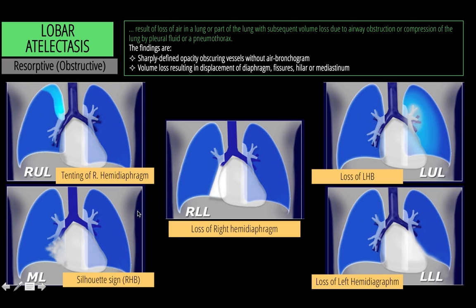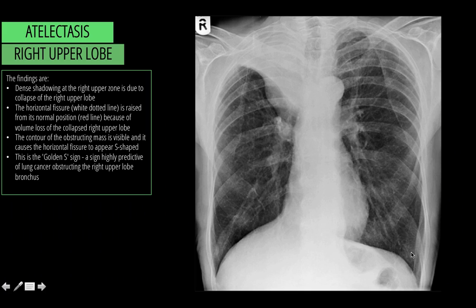And then secondly, with the left lung, if you see obscuring or silhouette sign associated with the left heart border, this is going to be classic of left upper lobe collapse, and then left lower lobe collapse is characterized by a loss of the left hemidiaphragm.